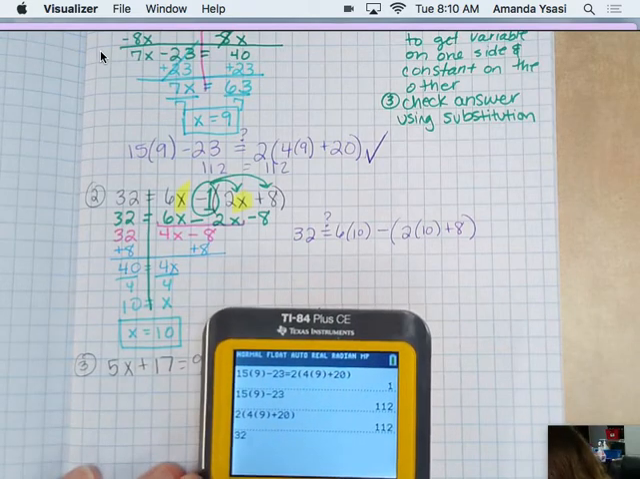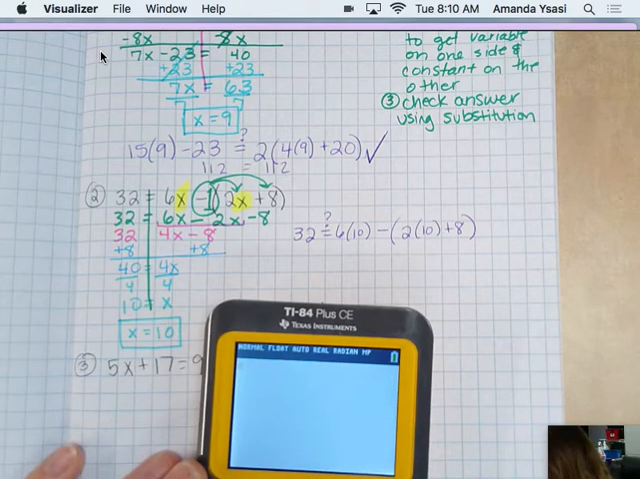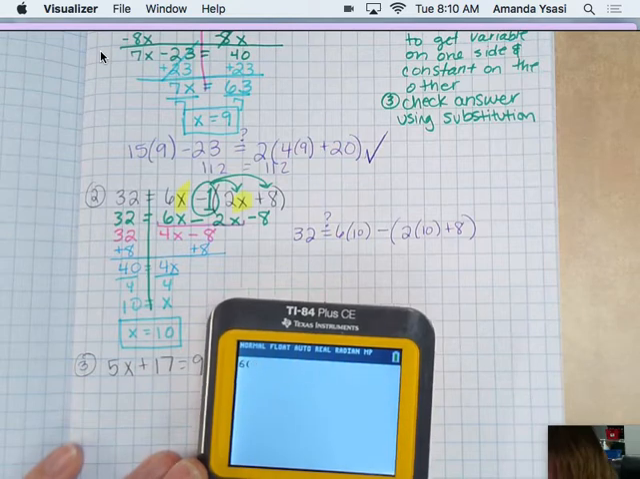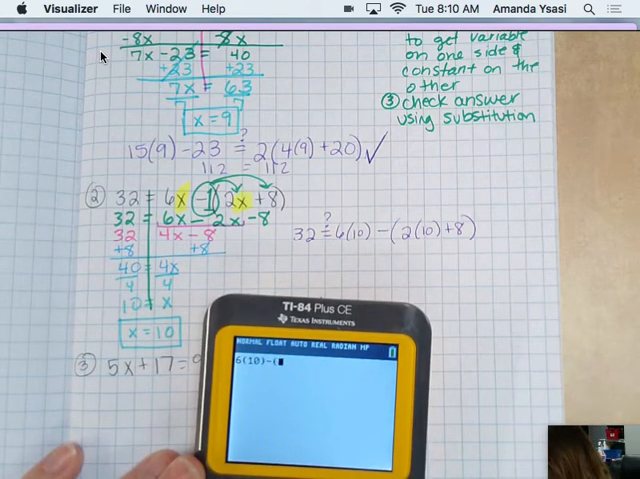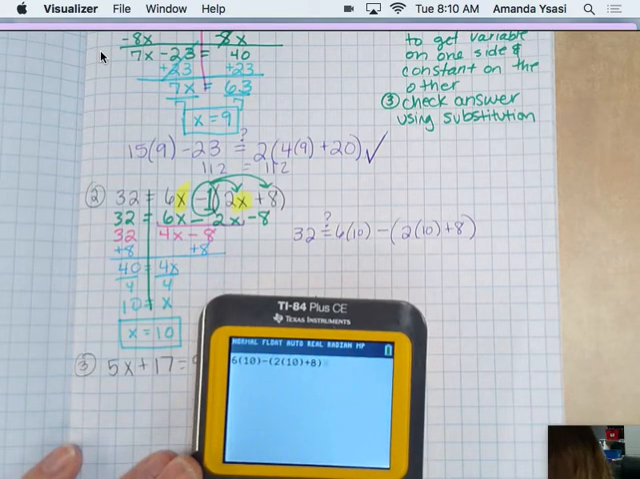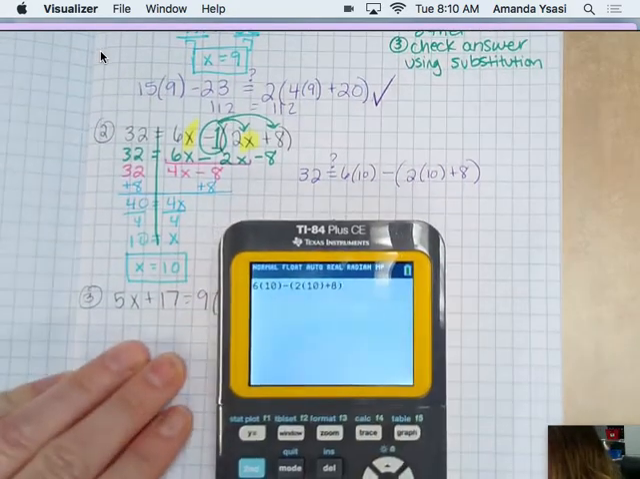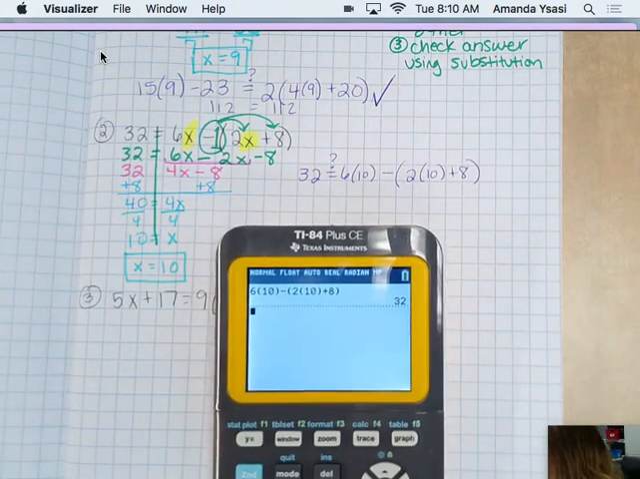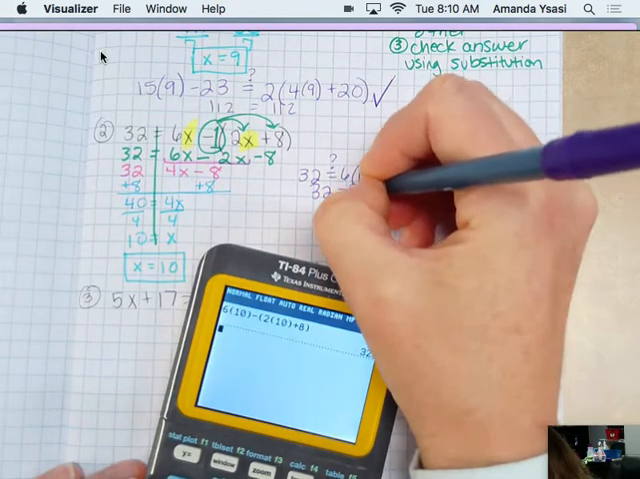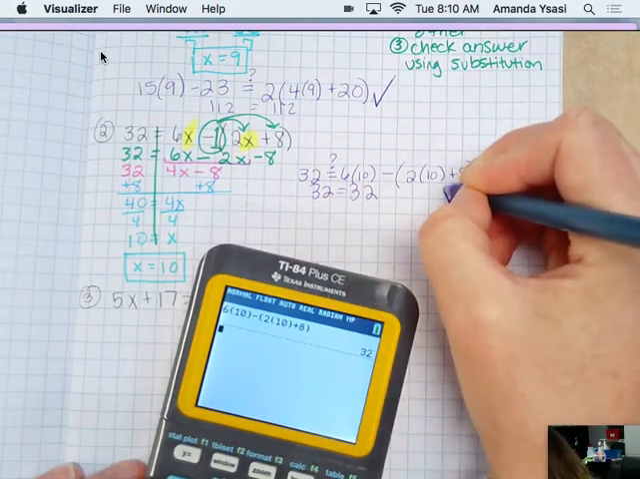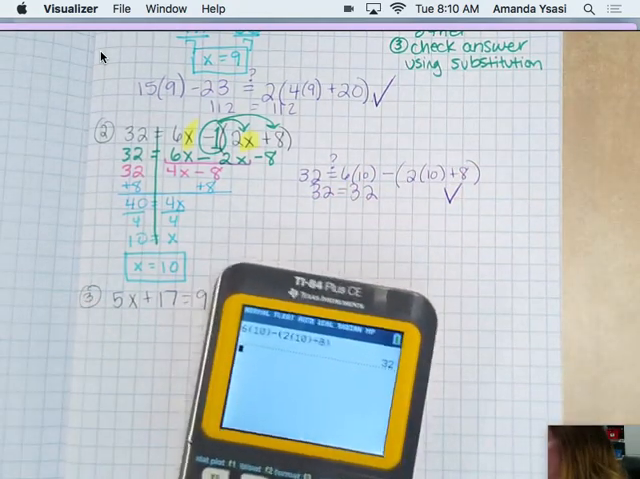So 32. Well, I'm just going to put in the right side. 6 times 10 minus, parentheses, 2 times 10 plus 8. And 32 equals 32. So that means it is true. So x equals 10 is our answer.